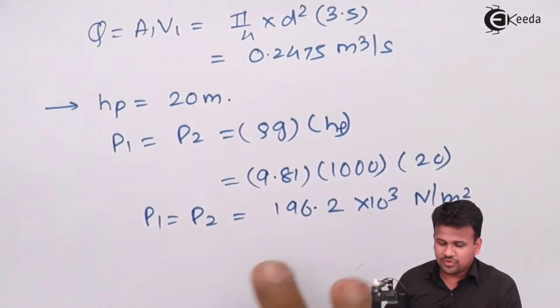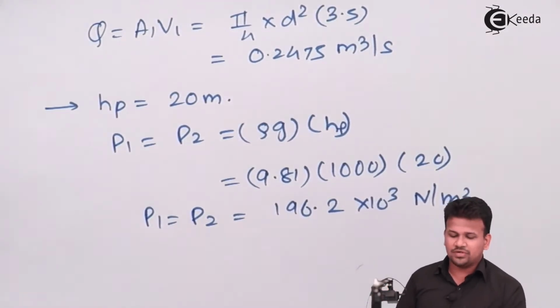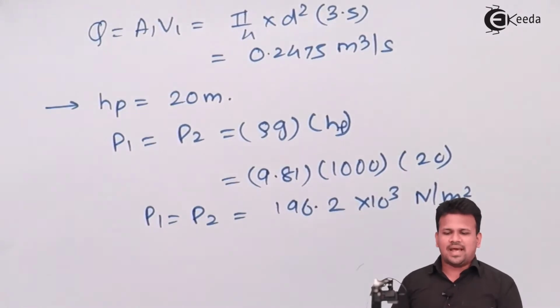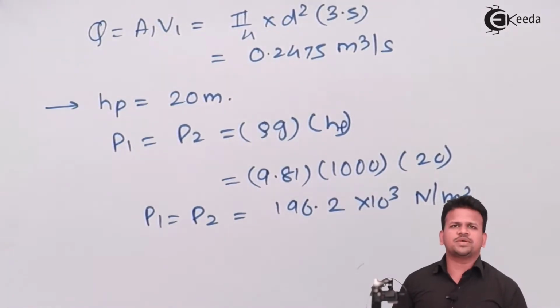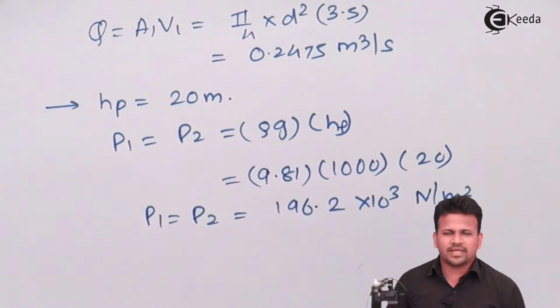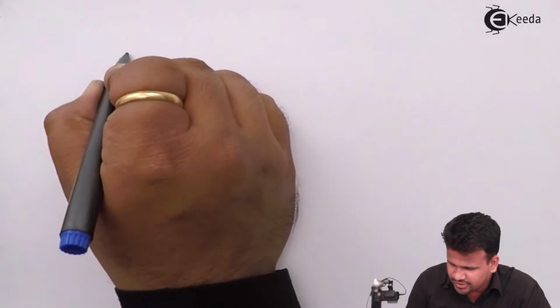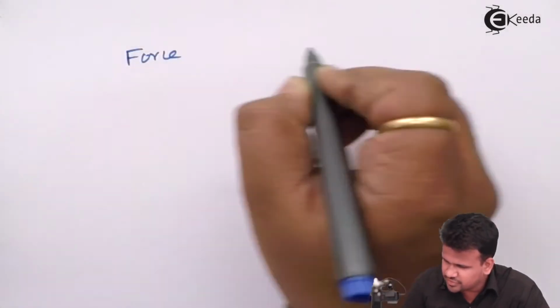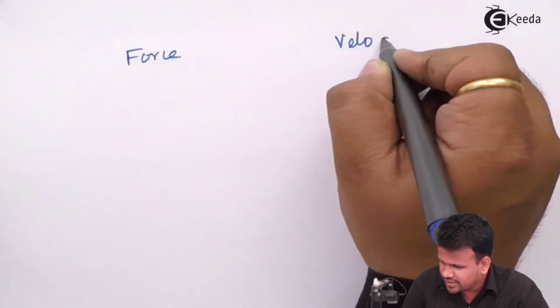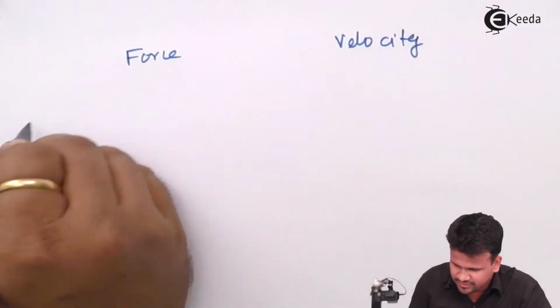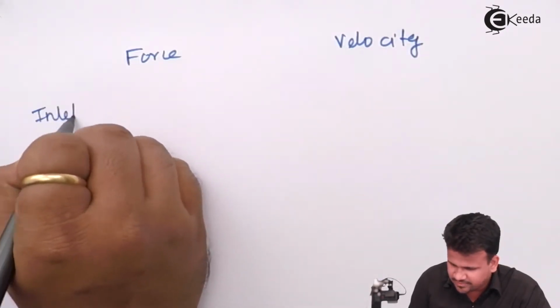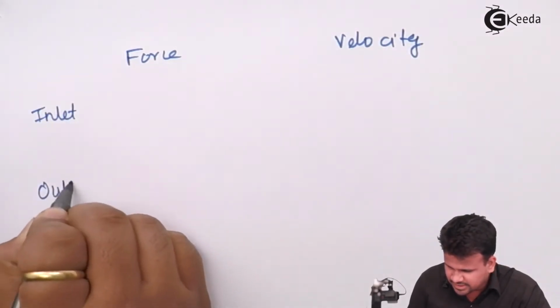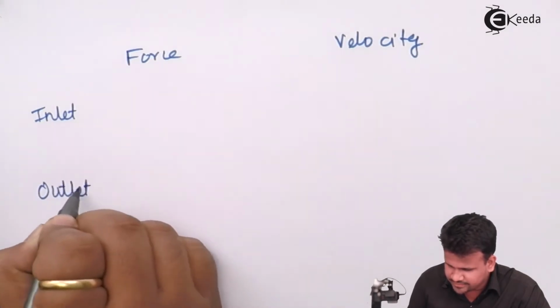So now we have got the value of P1, we have got the value of P2, and we have got V1 as well as V2, which is actually the same. Let us draw our master diagram. For drawing our master diagram, first we need to write force, then we have to write velocity, then we have to write the left hand side part as inlet and the right hand side part as outlet.